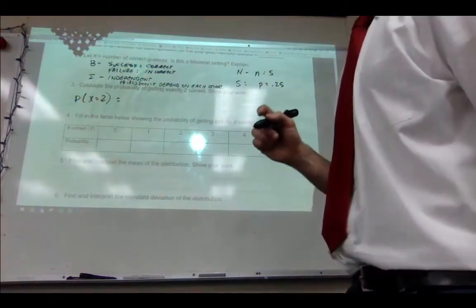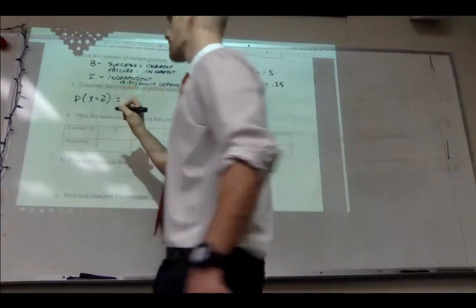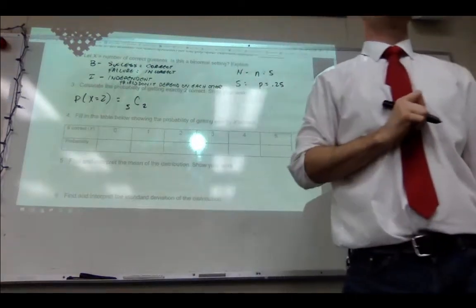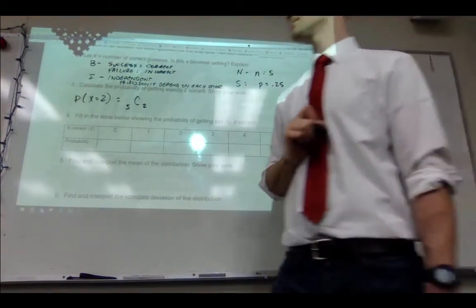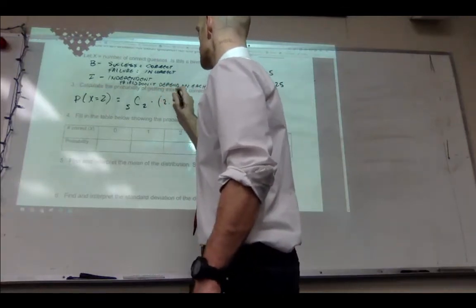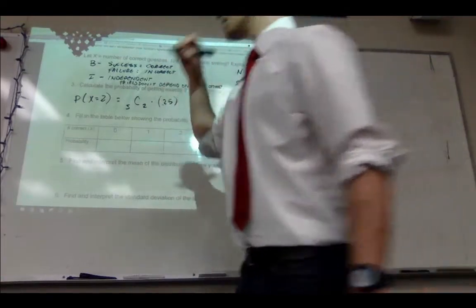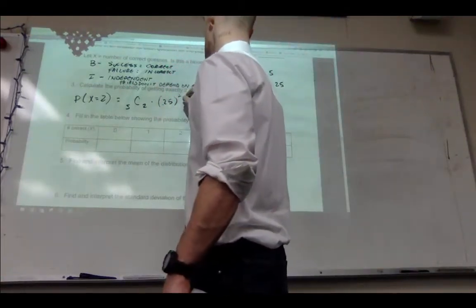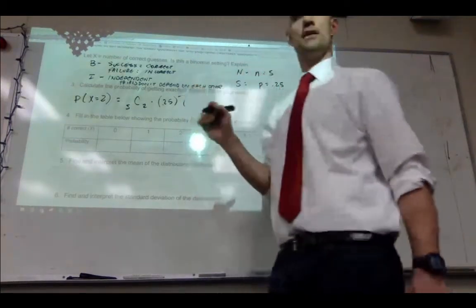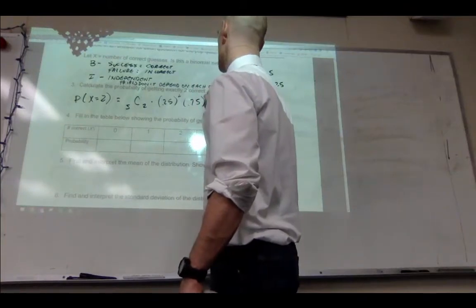And 5C2. We have 5 trials. We want to take any combination of 2 of them. So 5C2 times what? 0.25, our success rate, to the second power, times 1 minus 0.25. So you could put 0.75. That's our failure rate to the third power.